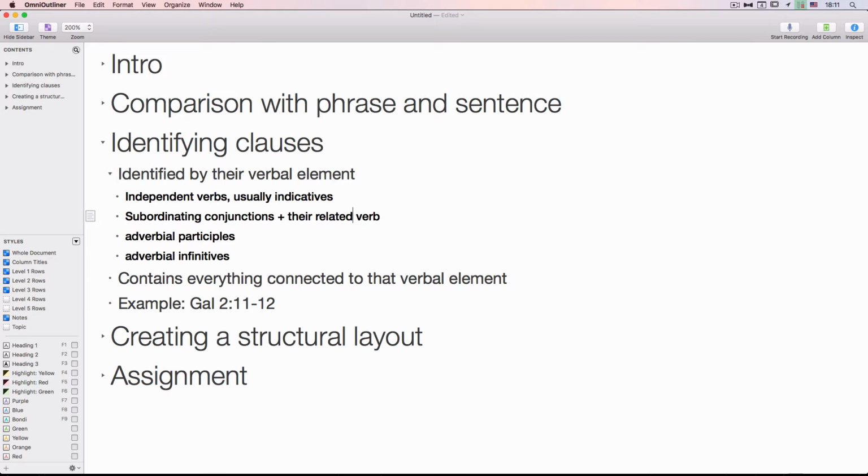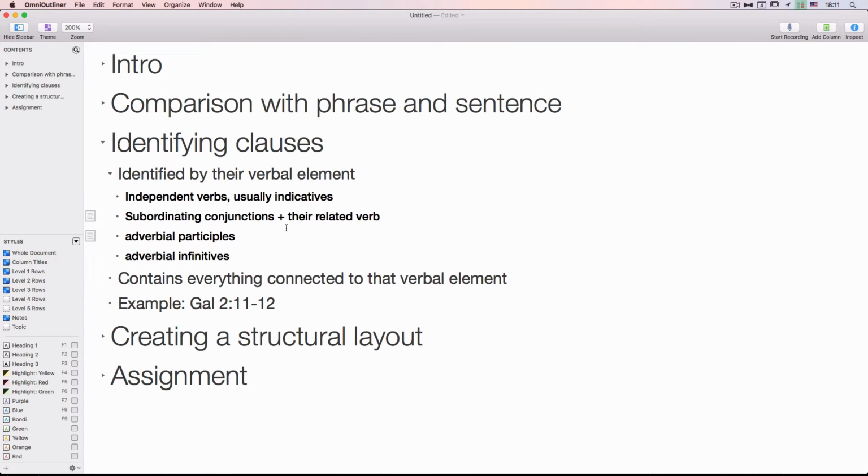So those four things are really important. Any time you create a structural layout or work with a paragraph, you want to identify those four elements as the key things that identify a clause. And just to review, an independent verb, usually an indicative, a subordinating conjunction plus their related verb, an adverbial participle, or an adverbial infinitive.